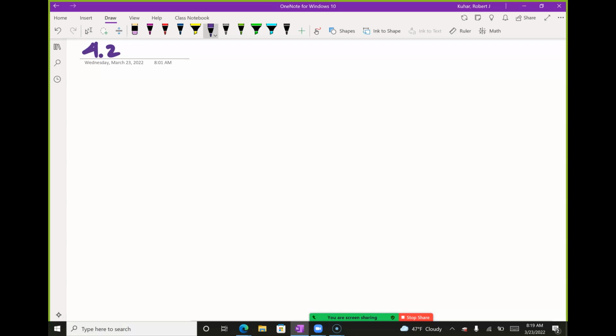Okay, so 4.2 is absolute min and max. And we're just simply talking about the height, right? We're talking about the shape of a mountain. Where is the absolute highest point or the absolute lowest point, right?